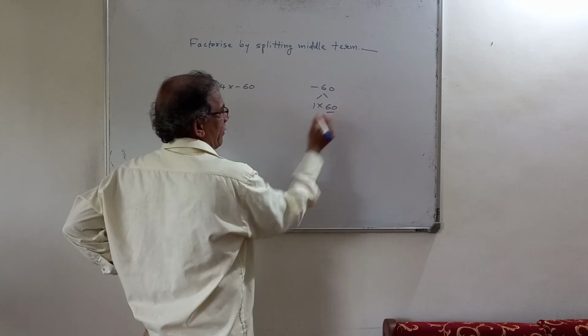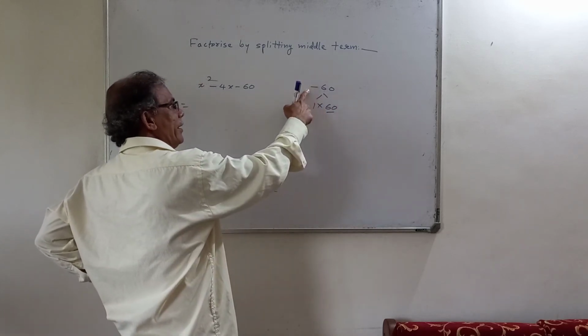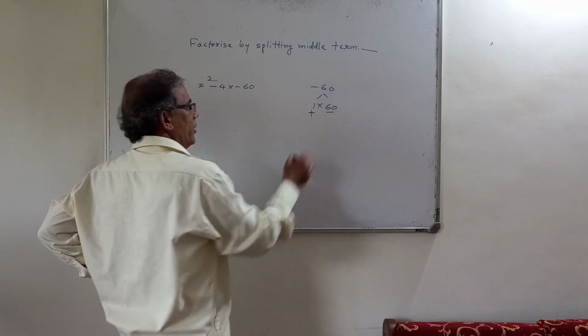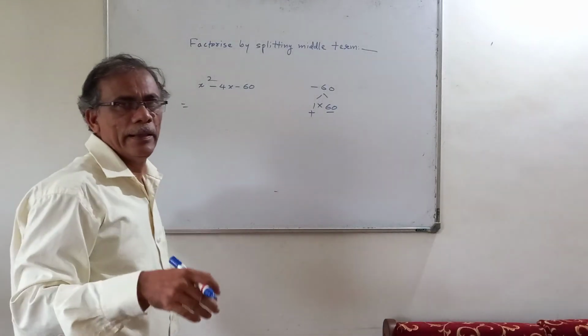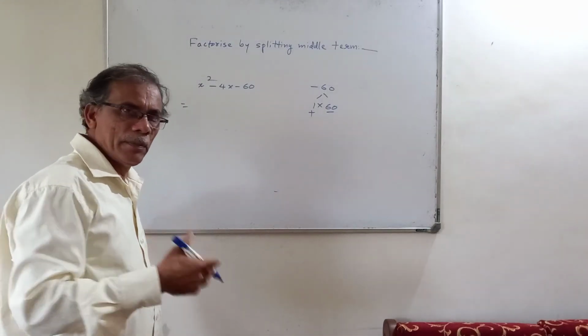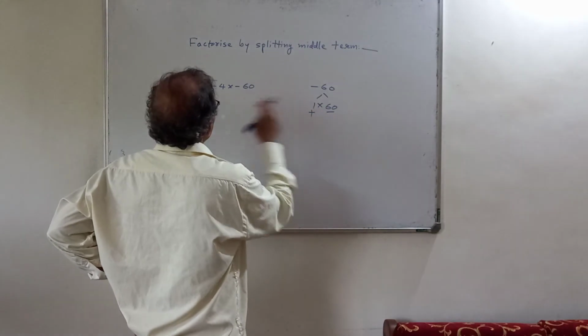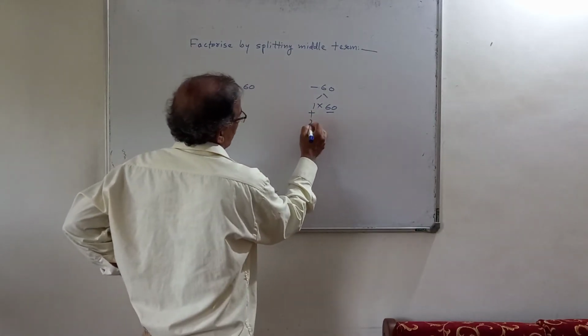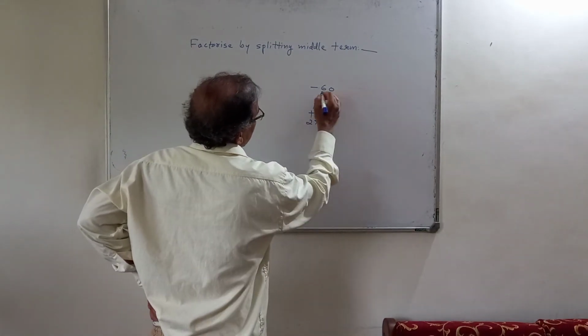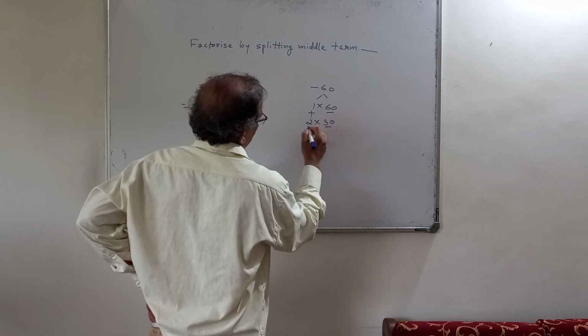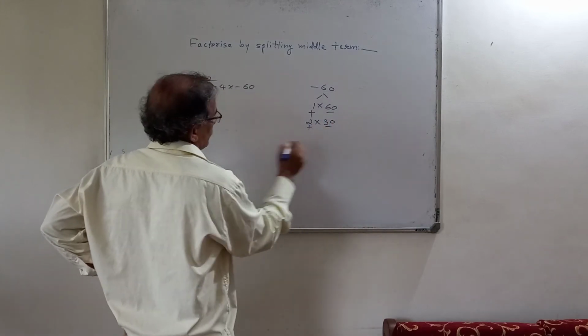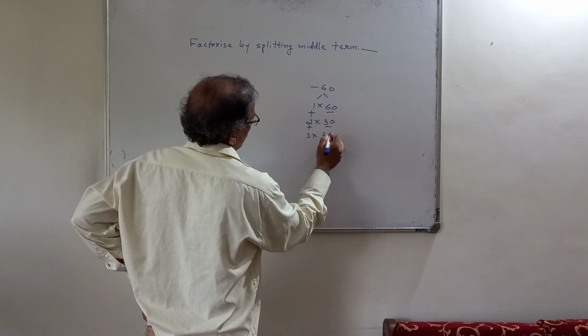So the greater number will be minus. Multiplication is negative, so minus into smaller will be plus. In all pairs, the greater number is negative now, the smaller will be positive. Difference minus 59. We want 4. So this will not work. 2 into, 60 divided by 2, you will get 30. Not a difference of minus 4. 3 into 20.